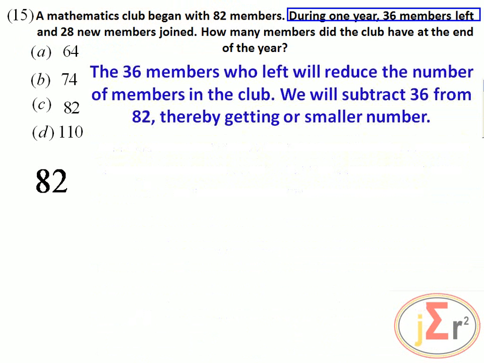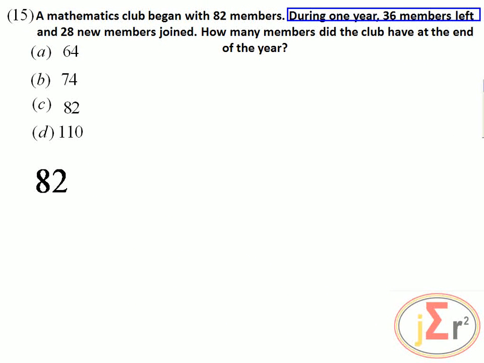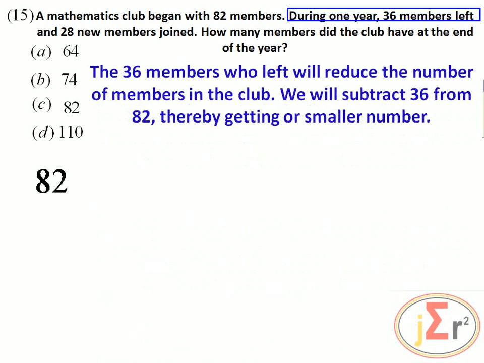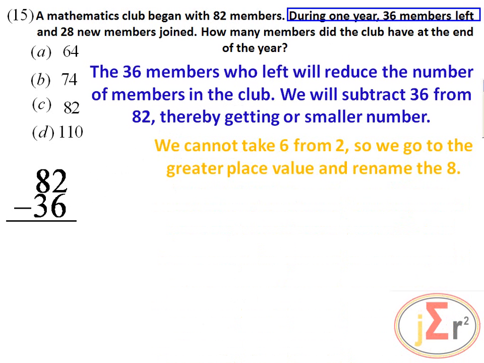36 members left. If 36 members left the club, Jerry, will that result in more or less? Less. What do we therefore do? Subtract. Okay, so the 36 members who left will reduce the number of members in the club. We will subtract 36 from 82, thereby getting our smaller number. 46. Make up your mind, Jerry. 46.